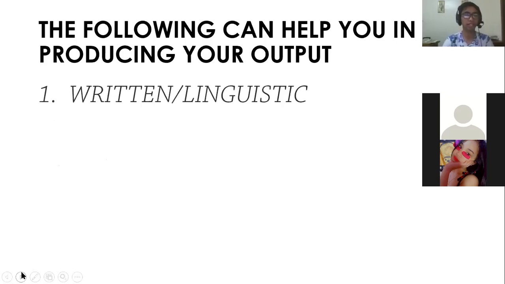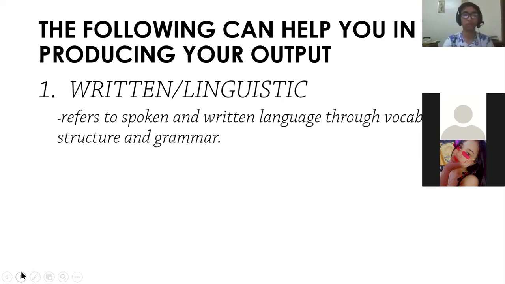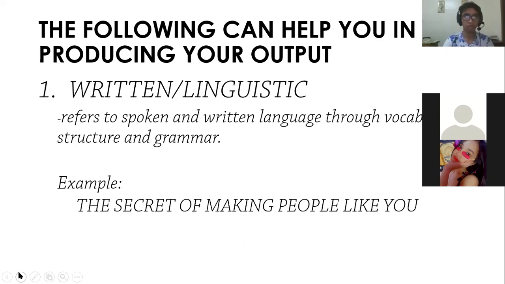The first one is written or linguistic. It refers to spoken and written language through vocabulary, structure, and grammar. For example, we have here the first example: The Secret of Making People Like You. So the content, may I read?